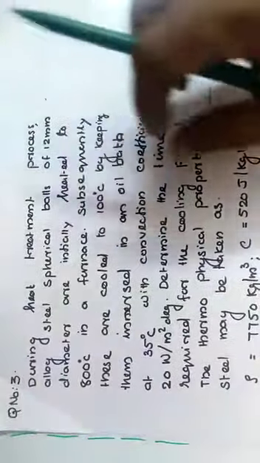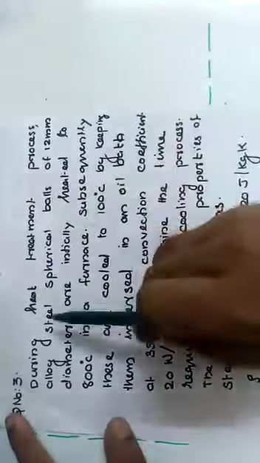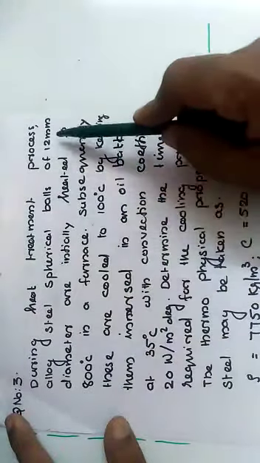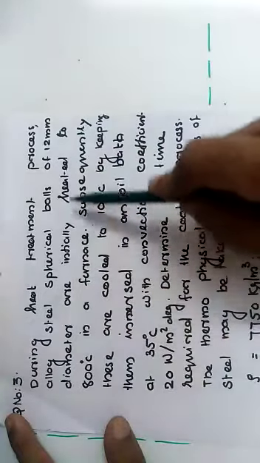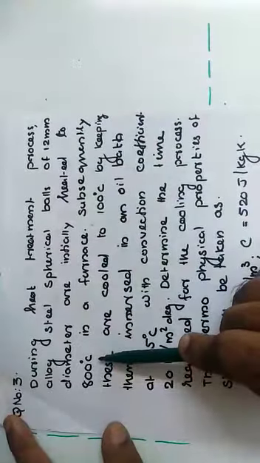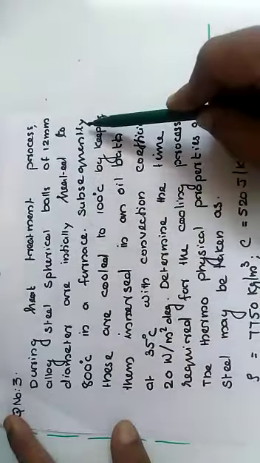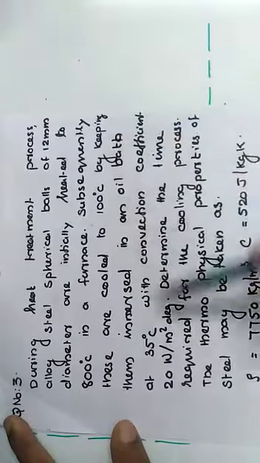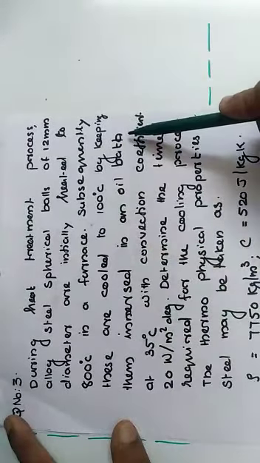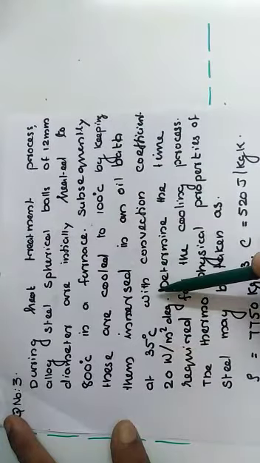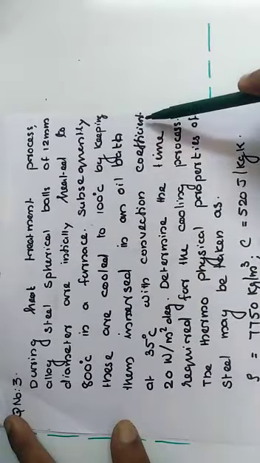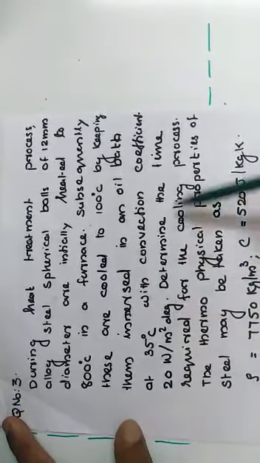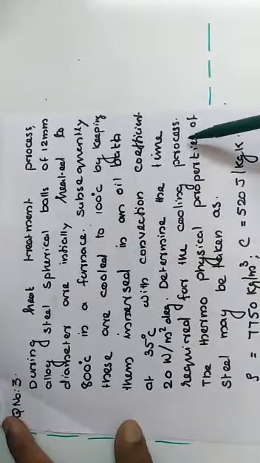Now consider the next problem. During heat treatment process, alloy steel spherical balls of 12 mm diameter are initially heated to 800 degrees Celsius in a furnace. Subsequently, these are cooled to 100 degrees Celsius by keeping them immersed in an oil bath at 35 degrees Celsius with convection heat transfer coefficient of 20 watt per meter square degree. Determine the time required for the cooling process.